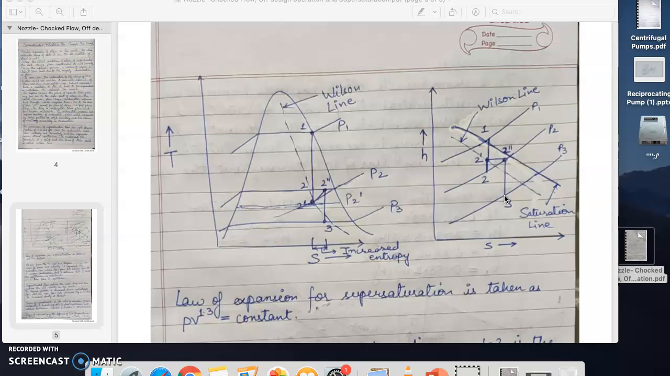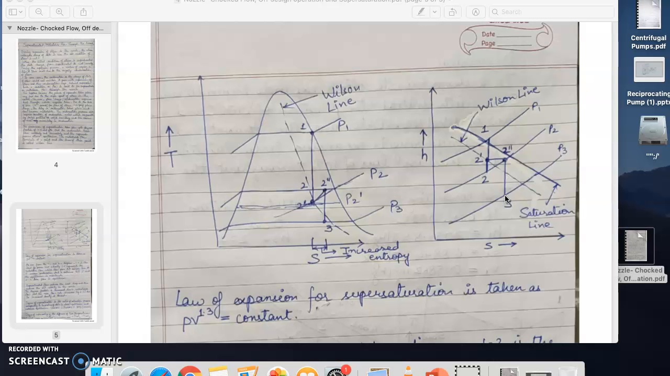So due to the supersaturation or metastable flow, the dryness fraction of this steam at exit increases. Fine. So that means the quality of steam at exit is improved. But it also shows that the heat drop which would have been at this point would have been higher as compared to the actual condition which is at 3. So the heat drop is reduced due to the metastable flow. Another thing which has changed is that the mass flow rate is found to increase by 2 to 5%, which is due to the increased density at the throat of the nozzle, which is due to the accumulation.